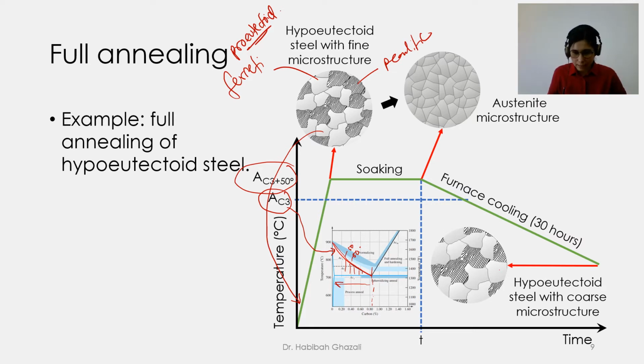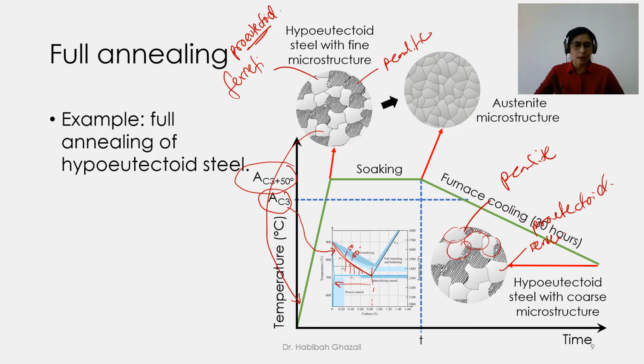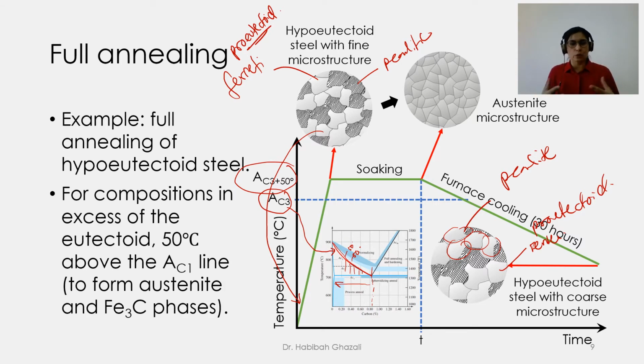At room temperature, we will still have pro-eutectoid ferrite and pearlite. But now the grain size is much bigger because of the diffusion of atoms, the grain growth process. So that is how the full annealing process for hypoeutectoid steel is performed. For hypereutectoid steel, in contrast with hypoeutectoid steel, we cannot perform full austenitization.